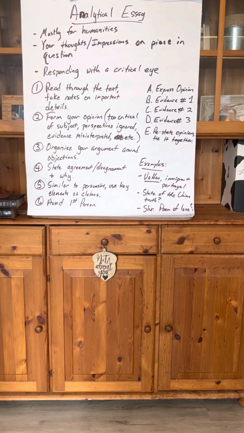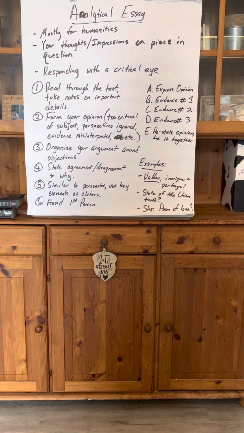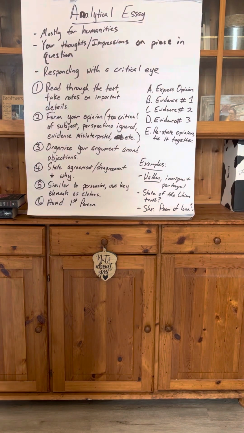So then you're going to organize your argument around your objections. You can absolutely agree with the author, but it's much easier to write if you can find something that you disagree with. It's just easier to write that way. I'm not exactly sure why. Maybe because when you are explaining that you agree with something, you're simply regurgitating what the author already said, so it doesn't come off as impactful. But I would suggest trying to find something that you disagree with.